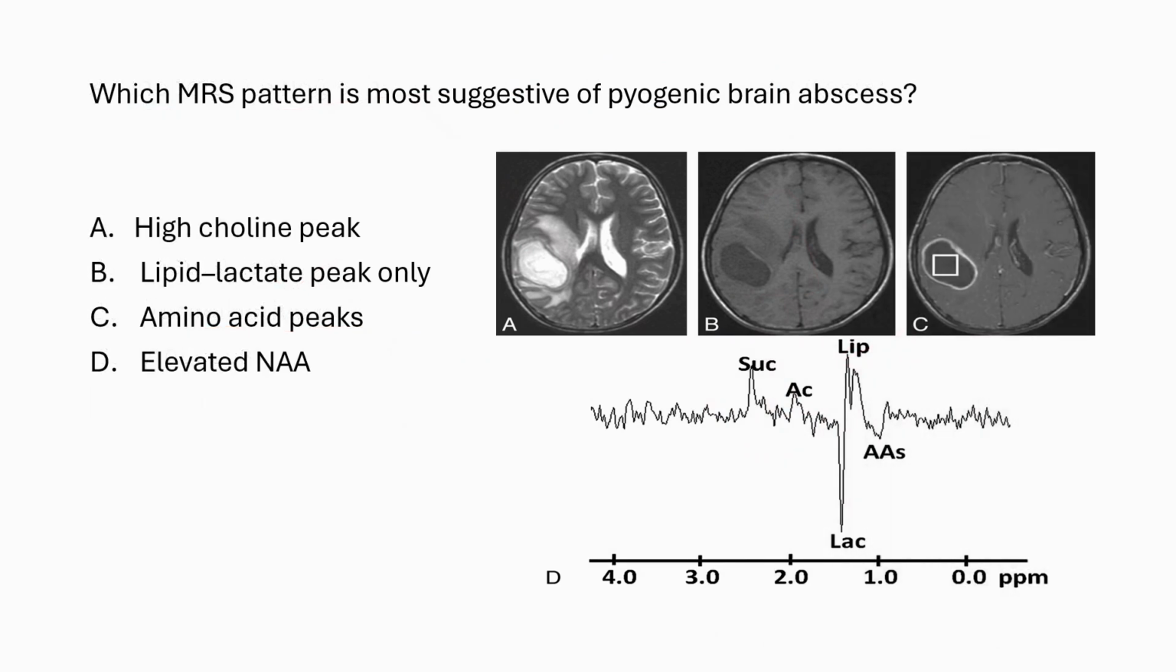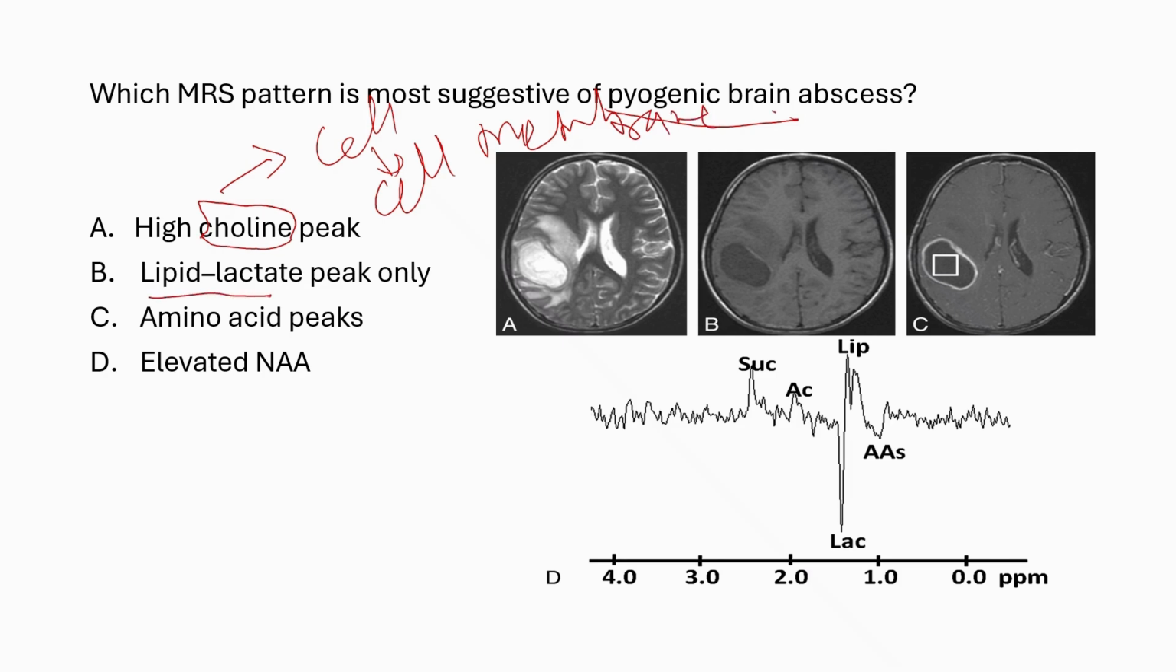Which MRS pattern is most suggestive of pyogenic brain abscess? So this is asking about the metabolic changes in pyogenic abscess. Let's see the options. High choline peak. What does it mean? That the choline is due to the cellular turnover. It is the marker of cell membrane. Lipid lactate is the marker of abscess.